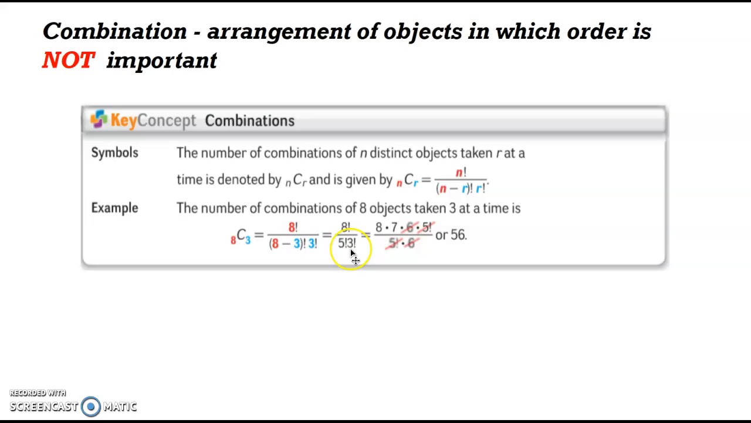And then 3 times 2 times 1 gives me 6, so if I just multiply that out, then these 6's would cancel and these 5 factorials would cancel, which leaves me with 8 times 7 or 56. Again, if this isn't making much sense to you, you really need to go back and watch the permutation video before you move on.